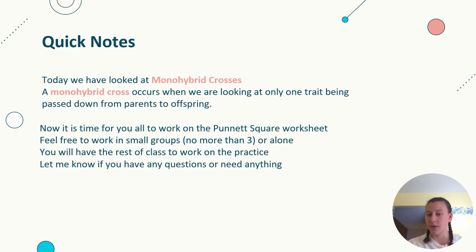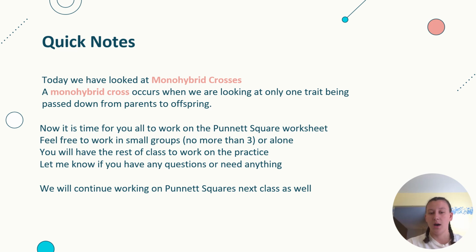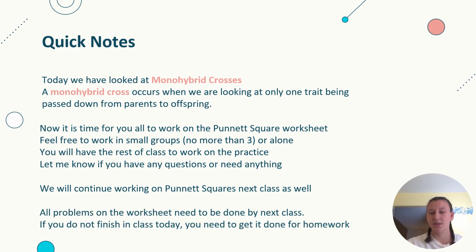So now it's time for you guys to work on your Punnett Square worksheet that I have for you. Feel free to work in small groups, no more than 3 people please, or work alone. You have the rest of class. Let me know if you need anything. We're going to keep working on Punnett Squares next class, so this worksheet does need to be done by the time next class happens. Thank you. Have a great day.